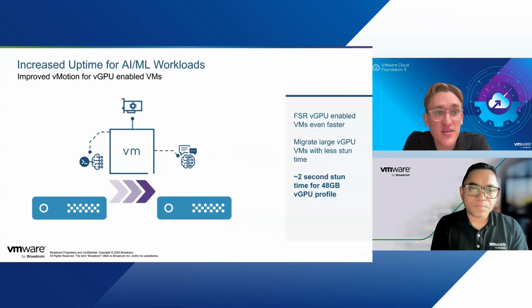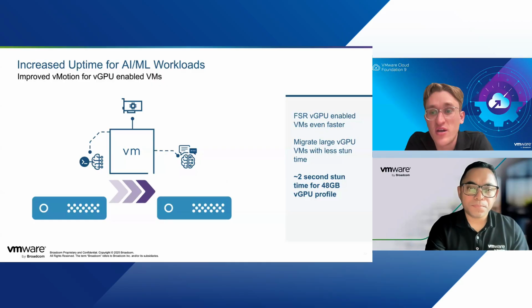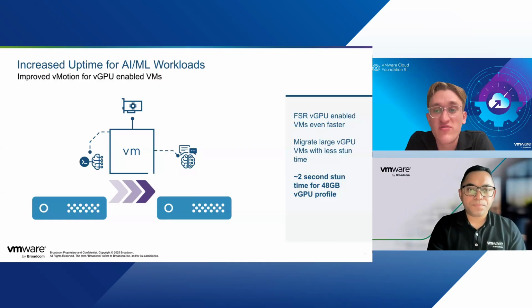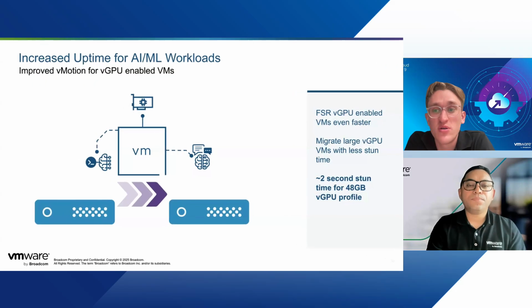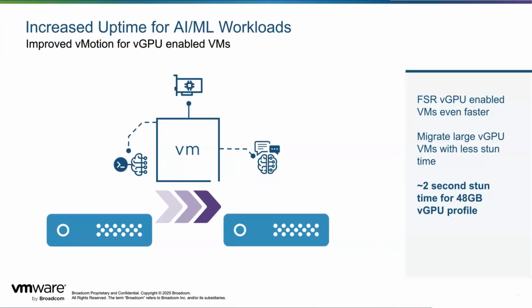Cool. Speaking of vMotion, there have been some fantastic improvements on the vMotion side. We've seen great performance improvements in VCF9, such that you can vMotion an entire large language model with a 48 gigabyte vGPU profile, 48 gigabytes of memory, that is, with a 2-second stun time, which is incredible performance for keeping those LLMs active, or any workload on top of that GPU active, while we might move a VM from host to host for service maintenance, etc. Right? Yeah. This is great for high availability for sure.